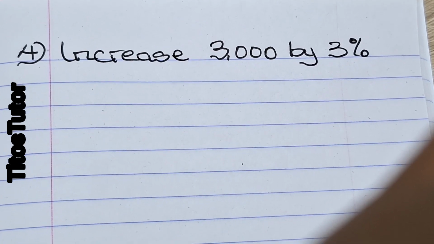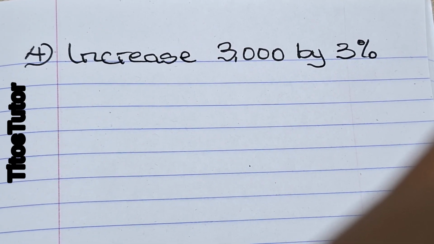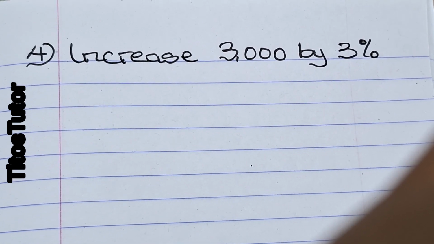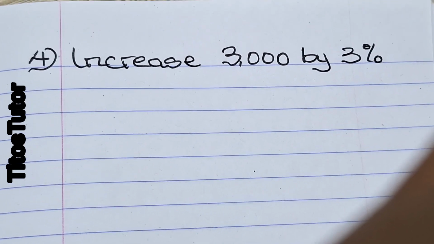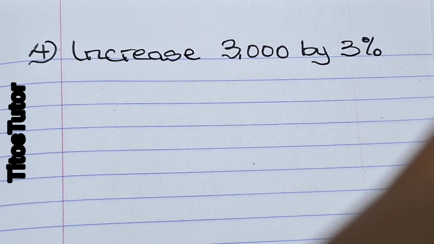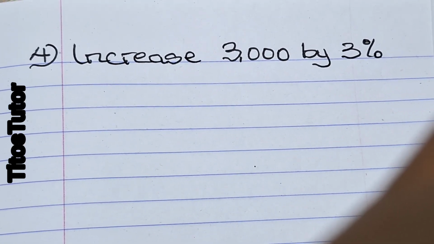Okay, number 4 question. It says, increase 3,000 by 3%. Increase means find 3% of 3,000 and then add it to 3,000. That's what it means. Find 3% of 3,000 and add it to 3,000.